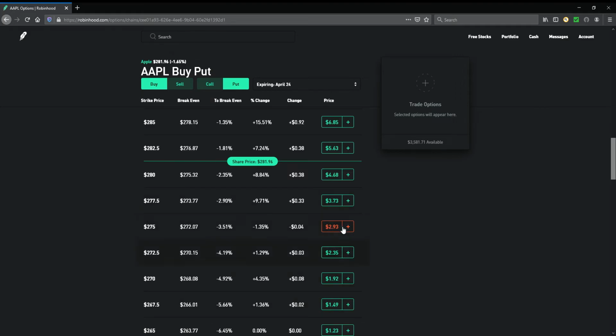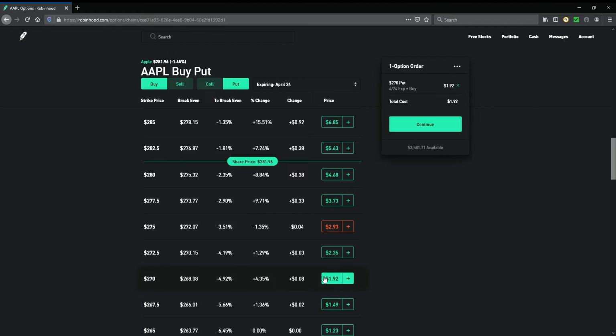So these options are expensive. It says $2.35 at the 272.5 mark, but that's really a $235 contract. I think it'll fall down to about 270 within the next week. But the thing is that if it goes down to 270, we don't break even, because we're paying $192 for this contract. It has to go down to 268 for us to break even. So, do I think Apple can get down to 268? I'm not sure. I really don't know.